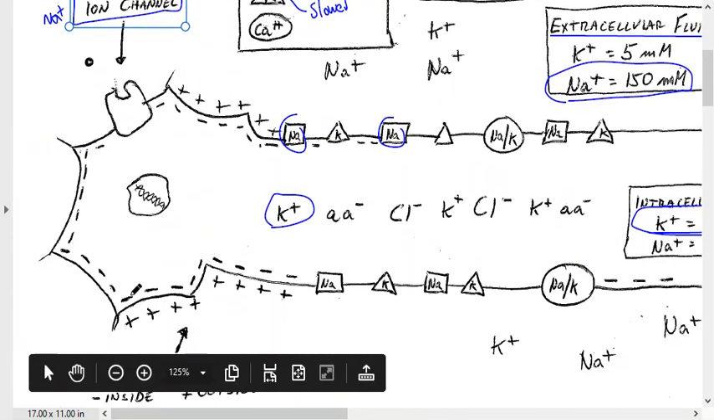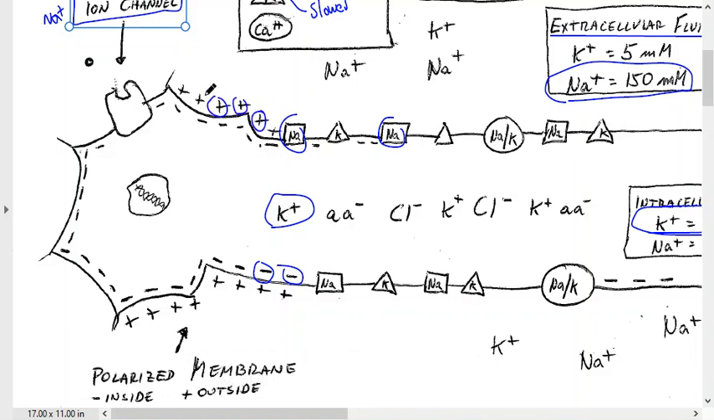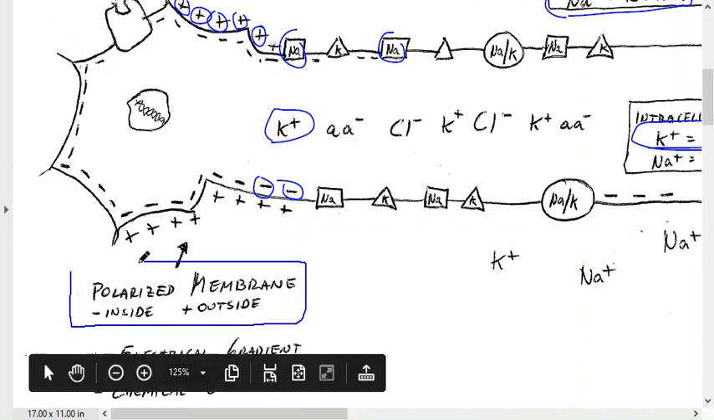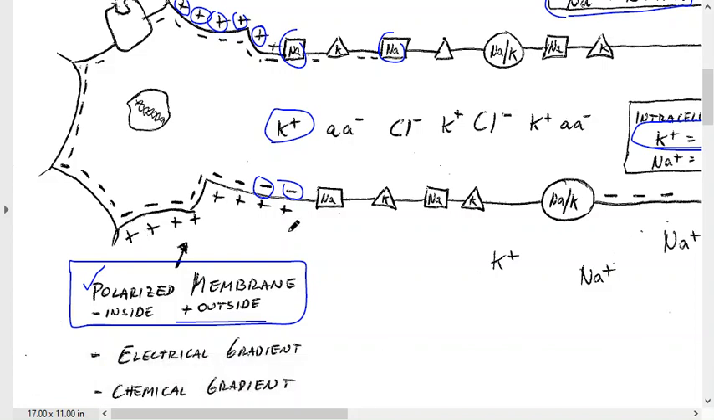The fact that the inside of this cell is negatively charged is due to all of these negative ions. This is why all of these little minus signs are just negative charges. These are all negative charges inside the cell. And the outside is positively charged compared to the inside, which is what is called a polarized membrane, right? So this is the nerve cell at rest. This is the default for the nerve cell. The inside is negatively charged and the outside is positively charged. So we say that this is a polarized membrane.